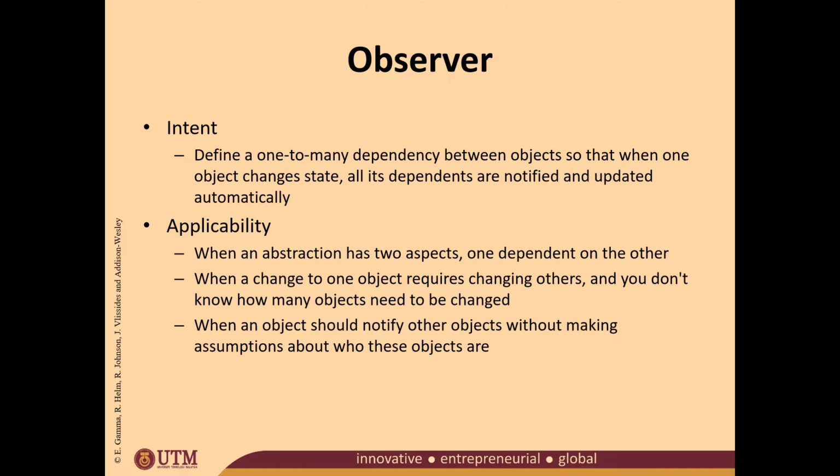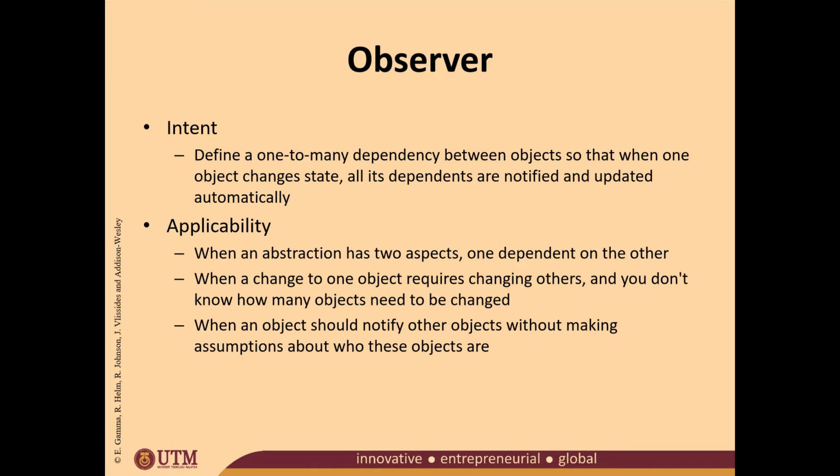First is to define a one-to-many dependency between objects so that when one object changes state, all its dependents are notified and updated automatically. It means that if we have one class and a few other classes dependent on the changes of the state of that class, you don't need to call upon each dependent class to update when that class has been updated.